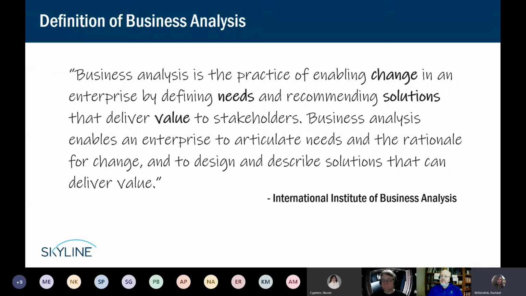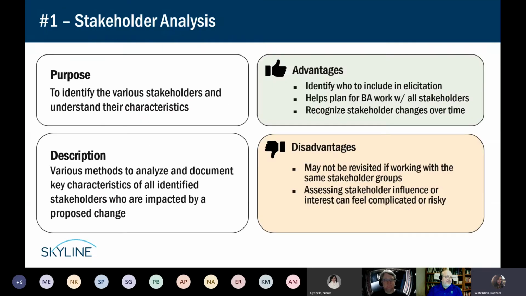So I just want to get a baseline for understanding what business analysis is, because everybody has a different opinion and might describe it differently. As a business analyst, I often have to educate my stakeholders about what business analysis is. But this is the organization that made this a real profession, with a lot of rigor behind it, certifications, and the body of knowledge. So that is what business analysis is. The first technique I'm going to talk about today is stakeholder analysis. Why would you do this? Anybody have a guess as to why it's important to understand your stakeholders?